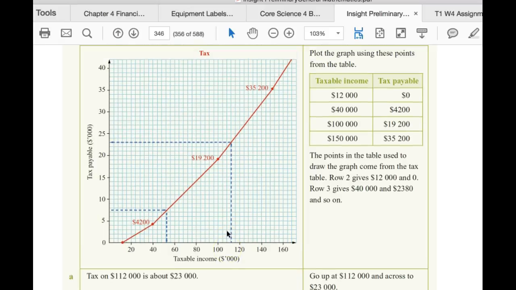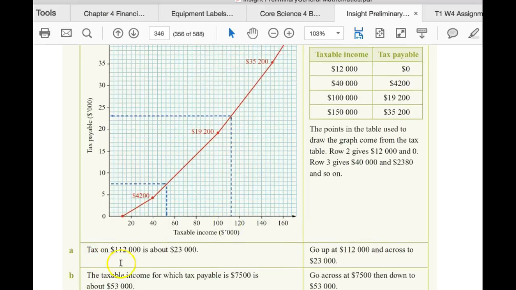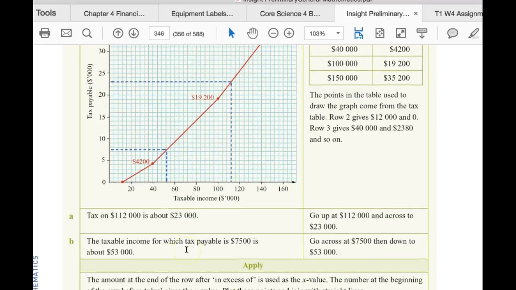From now on, all you need to do is read off your graph like we did with the flat tax graphs. The tax on 112,000, we just look up 112,000 on the x-axis, go up to where it hits the line, take it across, and we find out that it's about $23,000 on the y-axis. So that will be the tax you pay. If you've paid $7,500 tax, once again you find 7.5, so 5, 6, 7.5, bring it across, ruling a little faint line there till it hits the line is good, quite fine. Drop it straight down, and we'll find that it's about $53,000, and that will be the tax payable.